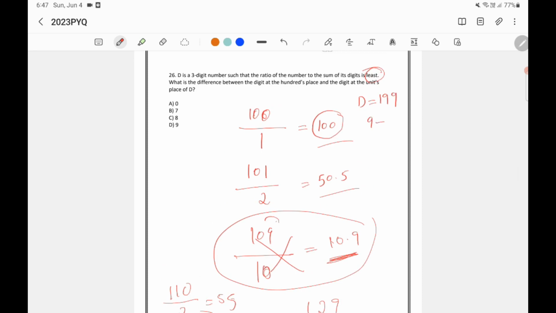So the answer is 9 minus 1. The difference between the digit at the 100th place and at the unit place, 9 minus 1, is equal to 8. This is actually a very difficult question. It's very difficult to understand which is the least, because you have to try so many possibilities. But if you have the time, you can solve it by taking the different numbers as I have taken here.